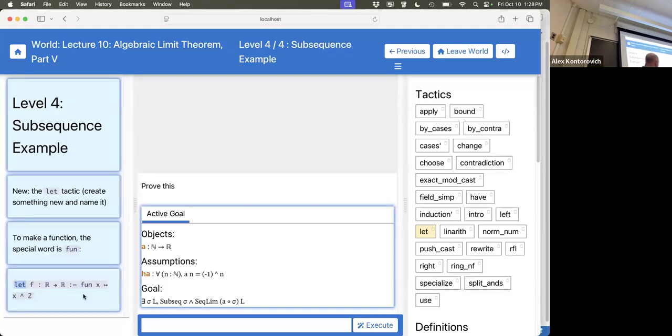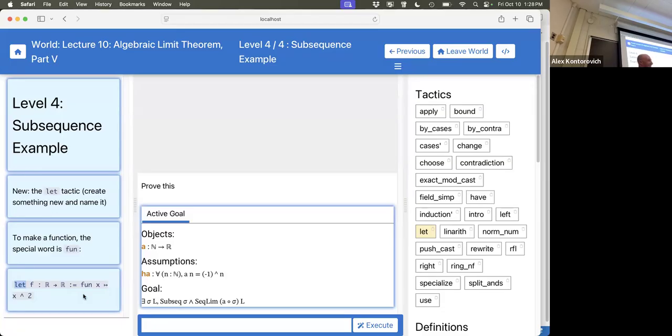Okay, let's look at our problem. We have a sequence a n. Our assumption is that a n is plus or minus 1. We've seen this sequence before. It does not converge. There exists a sigma and an L so that sigma is a subsequence, and when you compose A with sigma, that does converge, and it converges to L. Can you think of a subsequence of these values for which it does converge?